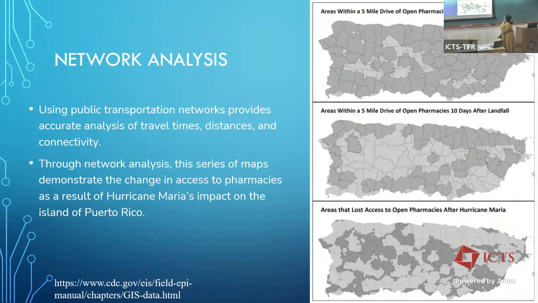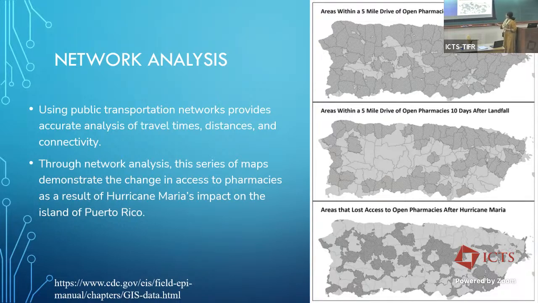And this is an example of a set of maps that was derived after Hurricane Maria hit Puerto Rico. They used network analysis to look at the loss of connectivity to pharmacies after this event. So here's the initial state. The areas in gray hatching show those which are within a 5-mile drive of an open pharmacy. Then you had the hurricane making landfall, and 10 days after landfall, this is the situation where you have this loss of connectivity with pharmacies in a large part of the central part of the country.